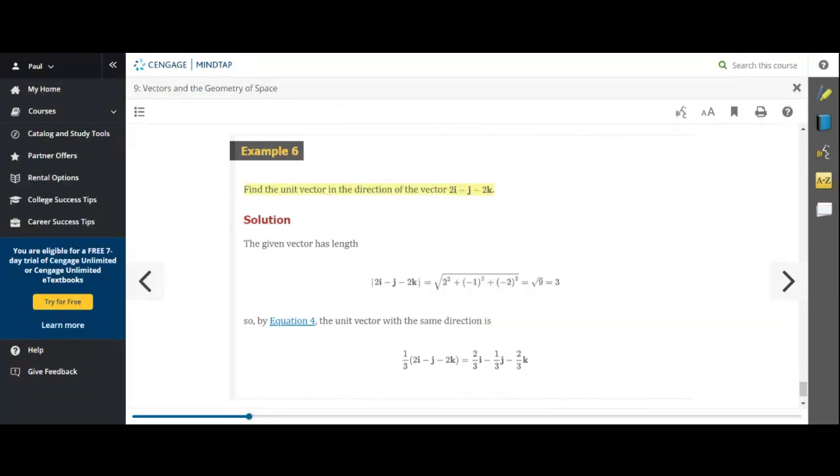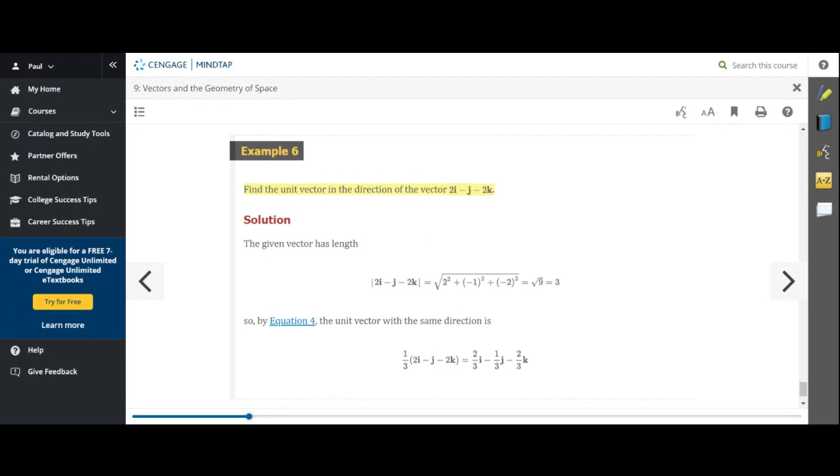Let's say, this is example 6, that you wanted to find a unit vector in the direction of the vector 2i minus j minus 2k. So that vector, 2i minus j minus 2k, points in some direction. And if you were to draw the vector that starts from the origin to the point (2, -1, -2), you would see what that vector looks like. These are the kind of things you can do in MATLAB.